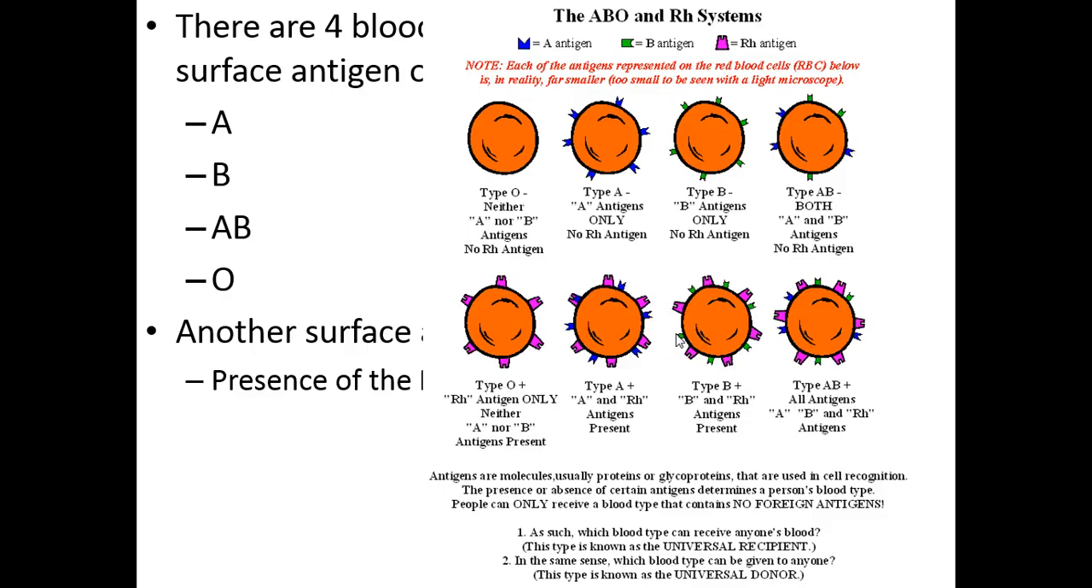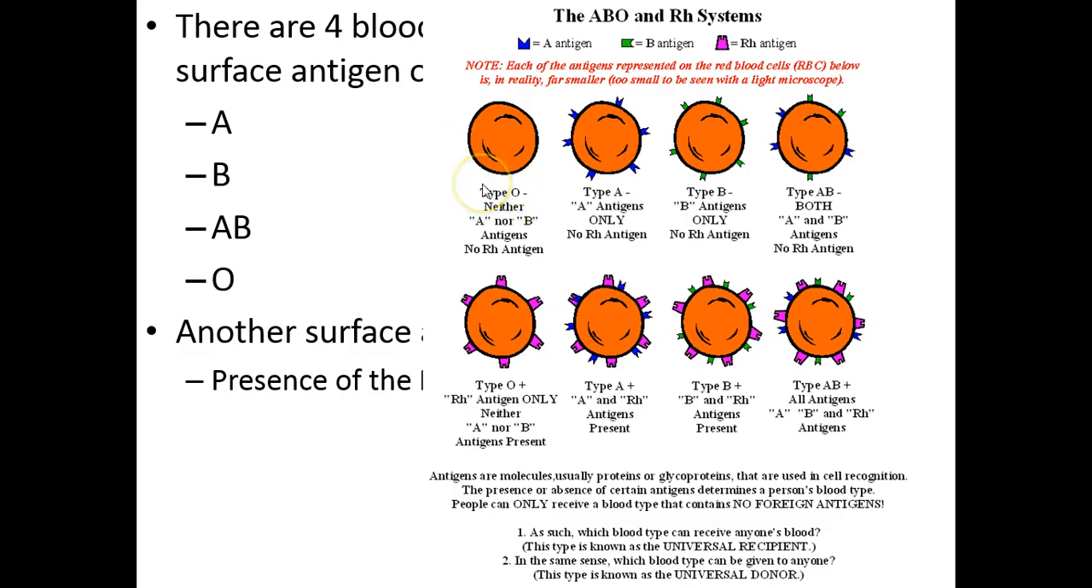So let's say that you are blood type O. Blood type O means there are no A or B antigens on the surface. So if you take a look at this one here and this one here, you will notice there are no A or B antigens on the surface. But you will notice this one down here has the rhesus antigen on it. This one up here does not. That's where we get the positive and negative indicators in blood type.